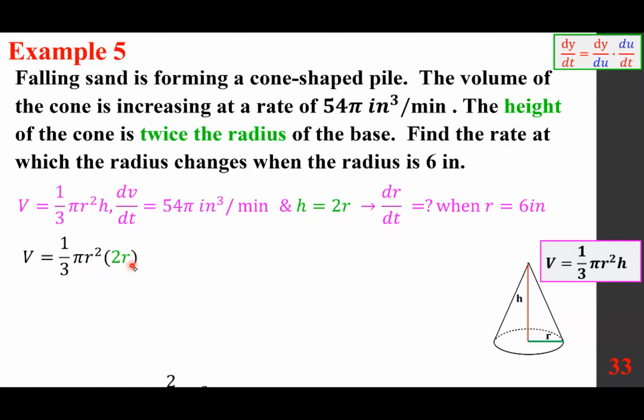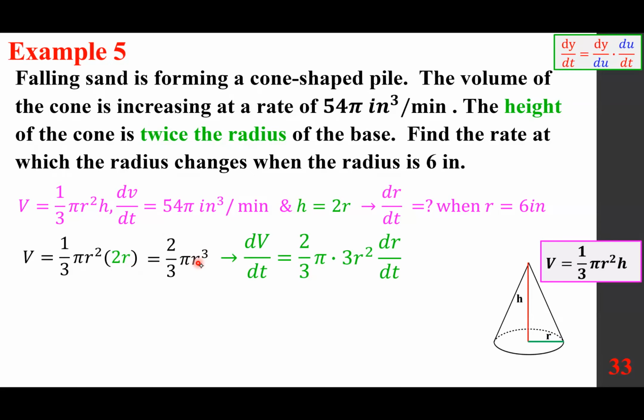So this becomes 2/3 pi R cubed. Now I have one variable, namely R. Now I'm going to differentiate. And to differentiate, I'm going to keep the number 2/3 pi. That is not going away. And I'm going to just differentiate R cubed, which is 3R squared dr dt, everybody. 3R squared dr dt. Now we are going to simplify into 2 pi R squared dr dt.